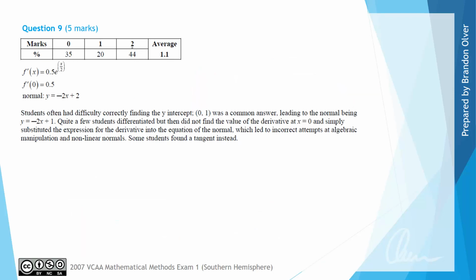From the examiner's report, we can see that 44% of students got this question correct, and the comment was that students often had difficulty correctly finding the y-intercept, with (0, 1) being a common answer. That led to a normal being y equals -2x plus 1, which was incorrect. Quite a few students differentiated, but then did not find the value of the derivative when x equals 0, simply substituting the expression for the derivative into the equation of the normal, which led to incorrect attempts at algebraic manipulations and non-linear normals. Some students found a tangent line instead of the normal line, which was required for this question.